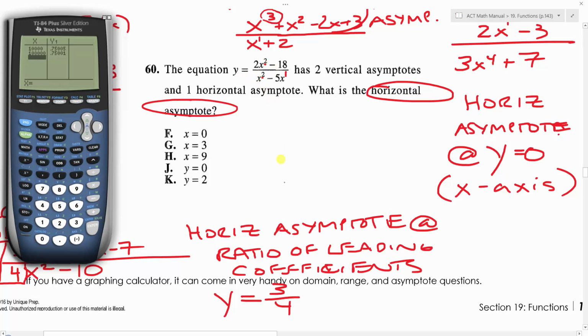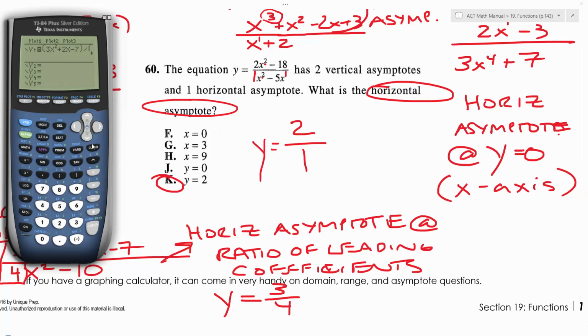So remember what we said, the horizontal asymptote is going to be the ratio of the leading coefficients. The leading coefficient in the denominator is a 1, it's just not written. So the ratio of the leading coefficients is 2/1, and our horizontal asymptote will occur at y equals 2/1, which is answer choice K. That is probably the easiest way to do a question like this.